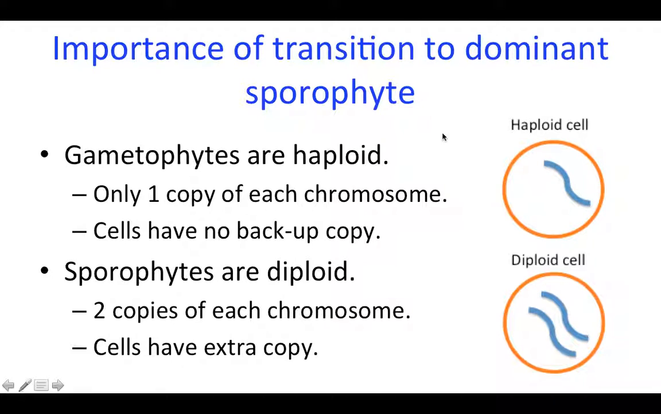So I just mentioned this in the description on the last slide, but here's a slide that says it. Remember that gametophytes are haploid. They have 1 copy of chromosomes in each cell. That means the cells have no backup copies of their chromosomes. Remember that sporophytes are diploid. They have 2 copies of chromosomes in each cell. That means there is an extra copy if damage occurs.